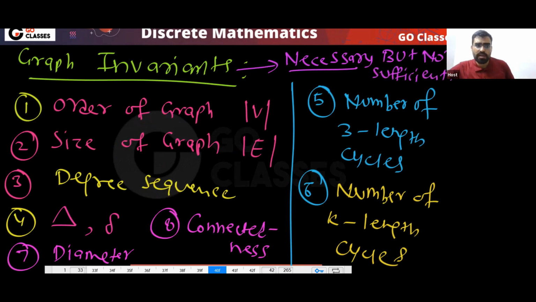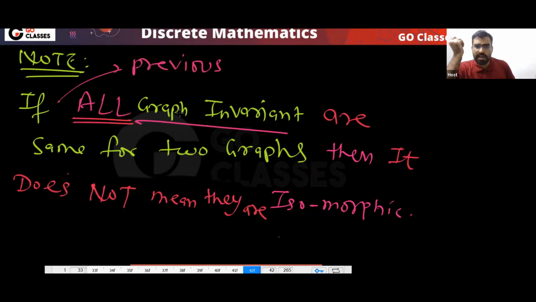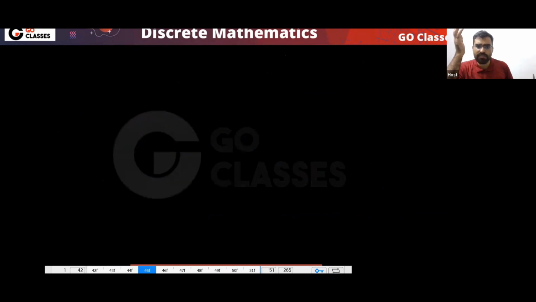Again, I am telling you, graph isomorphism is an NP-hard problem, like an NP-intermediate problem. Graph isomorphism is a very hard problem. So these are one way. If some graph invariant is not satisfied, then the graphs are not isomorphic. But if all graph invariants are satisfied, it does not mean they are isomorphic. So all these properties are necessary but not sufficient.